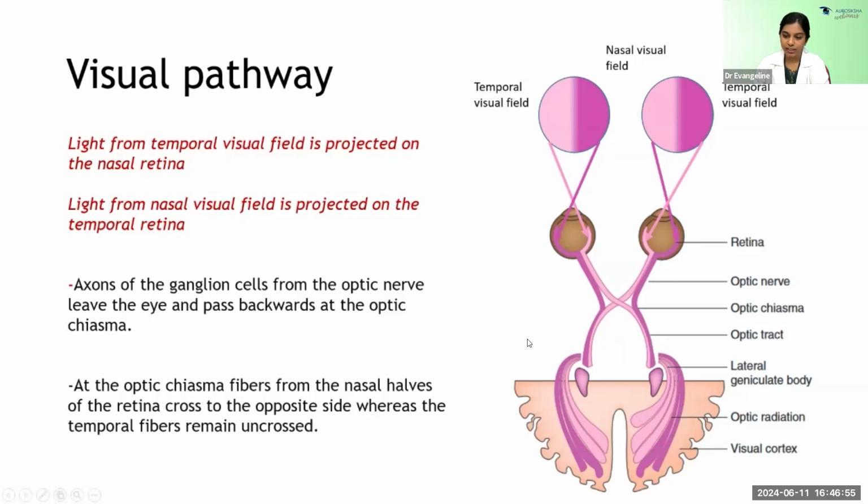Axons of the ganglion cells from the optic nerve leave the eye and pass at the optic chiasma. Remember I told you axons of the ganglion cells are going to form the optic nerve. At the optic chiasma, fibers from the nasal halves of the retina cross towards the opposite side, whereas the temporal fibers remain uncrossed.